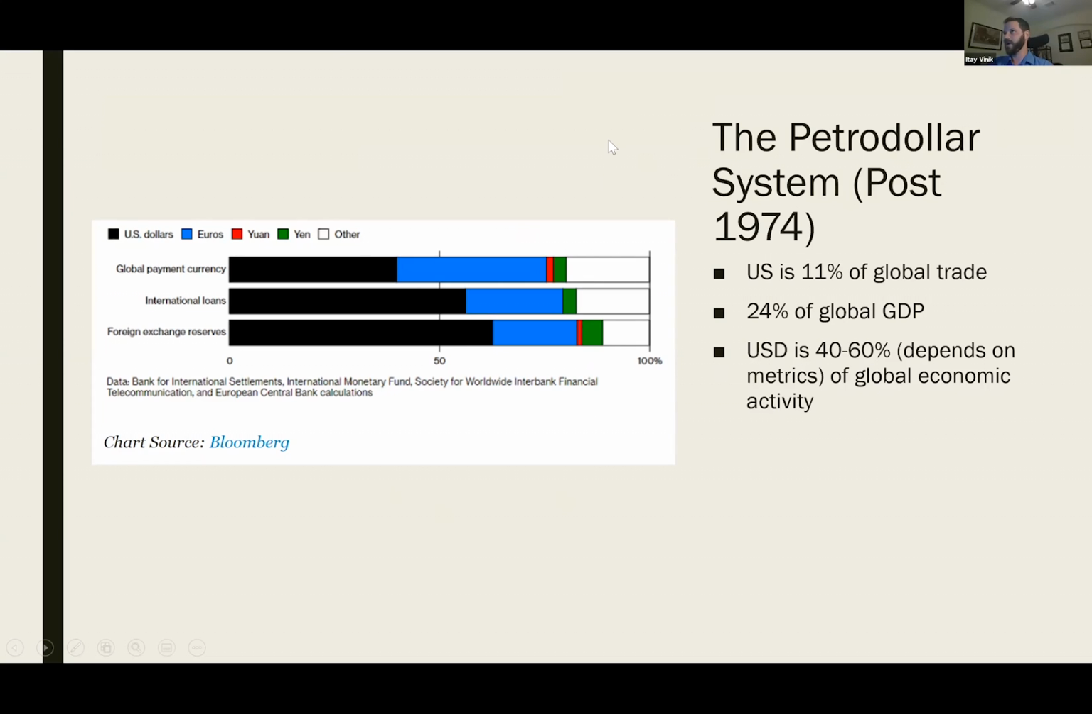Okay. So petrodollar system post 1974, US population not mentioned here, but about 4% of the globe, 11% of global trade, but 24% of GDP and 40 to 60% of economic activity is denominated in USD.